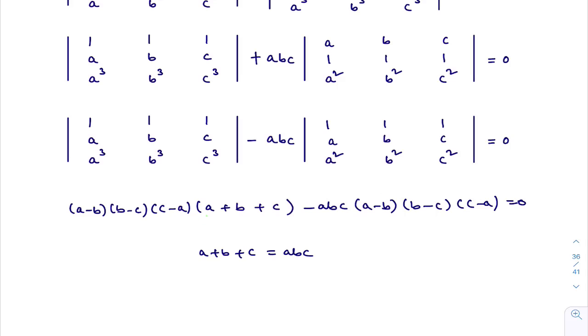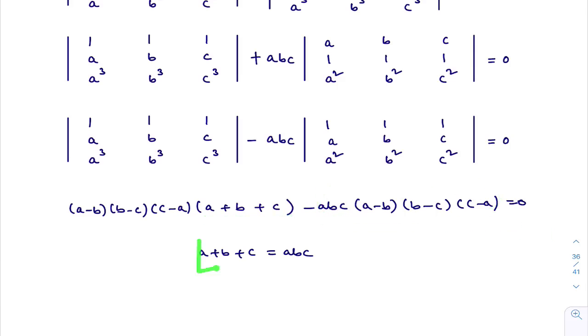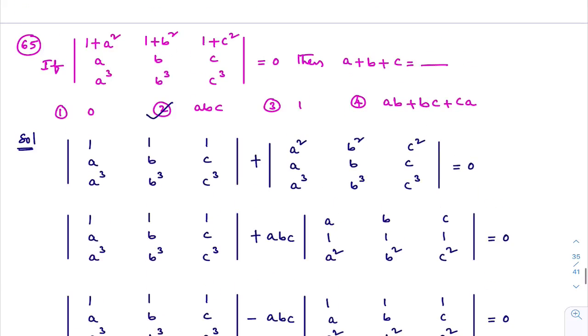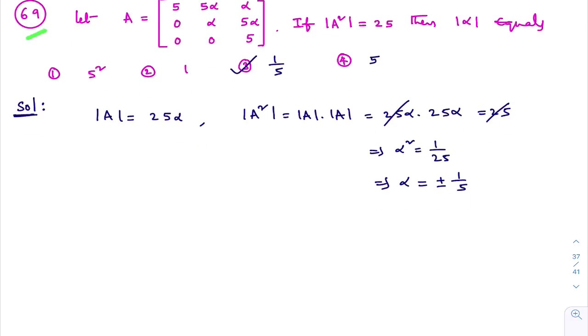What you will get? You will get a plus b plus c equal to abc. If you take this whole term to the right hand side, then this happens. Right? So a plus b plus c equal to abc. You observe the options. What are they asking? They are asking a plus b plus c equal to abc. So the second option is the right option. Now please observe question number 69.